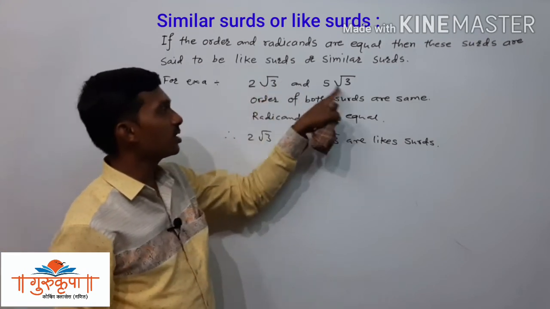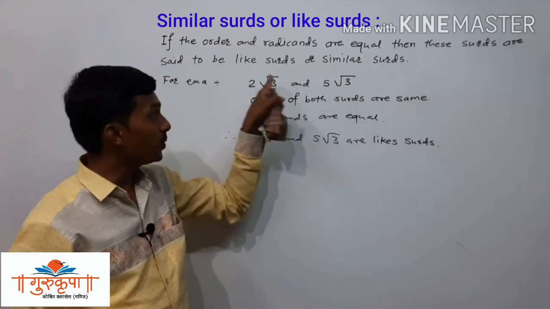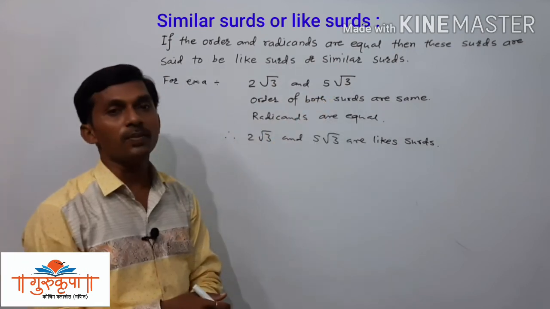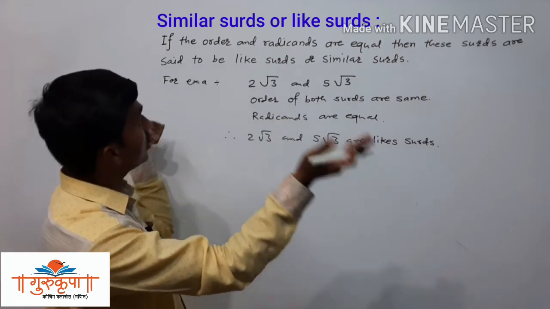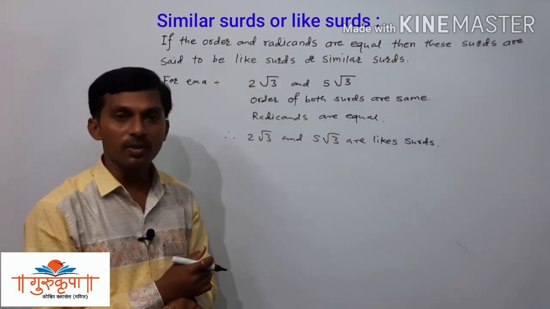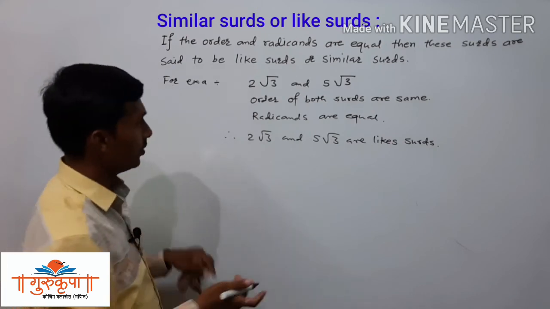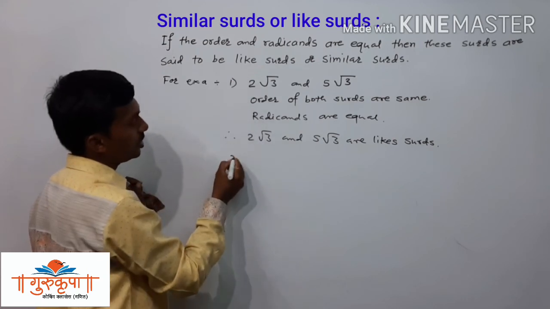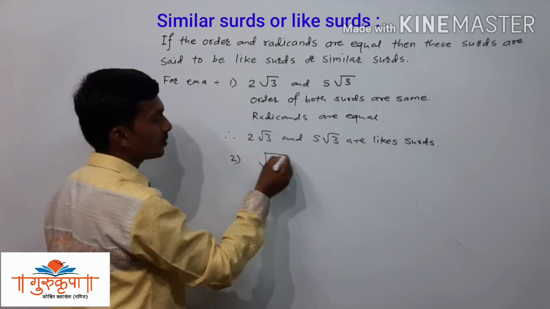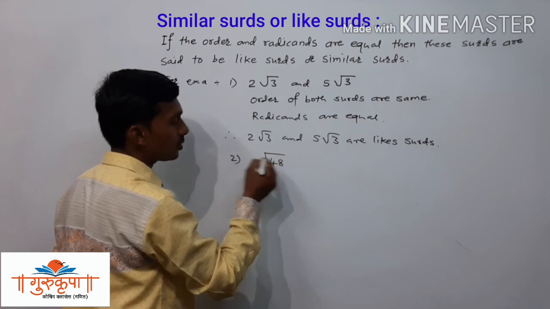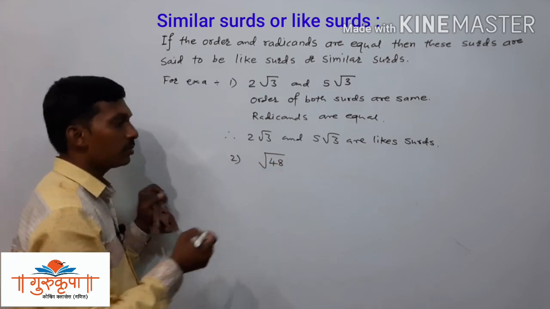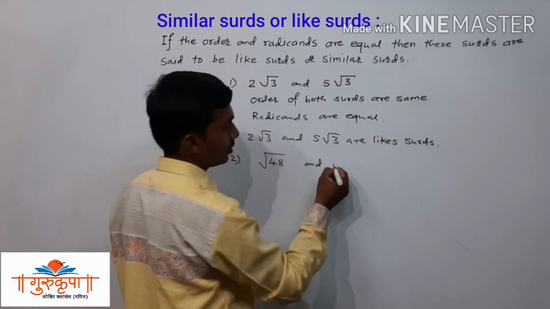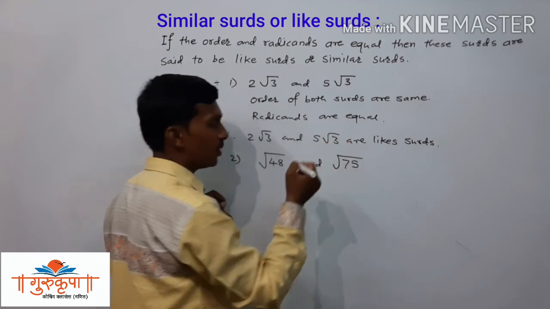Sometimes the given surds are not in the simplest form. If they are not in the simplest form, then we have to write them in the simplest form and then check whether they are like surds or similar surds or not. Now we will take one more example. This is the first example. The second example: square root of 48 and square root of 75.